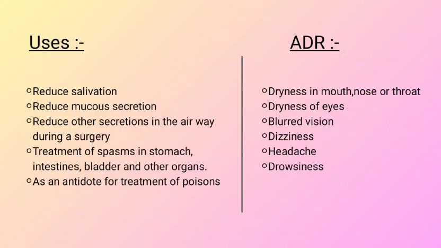Let's see the uses. Uses of atropine include reducing salivation, mucus secretion and other secretions in the airways during a surgery, treatment of spasm in stomach, intestine, bladder and other organs, and as an antidote for treatment of poison. Adverse effects include dryness in mouth, nose and throat, dryness of eyes, blurred vision, dizziness, headache and drowsiness.